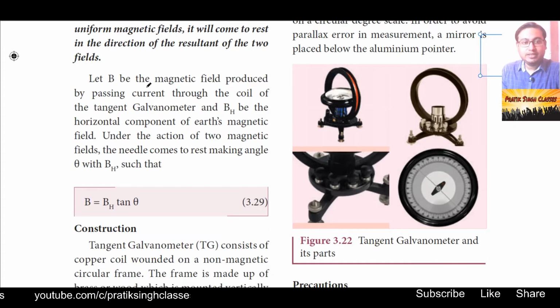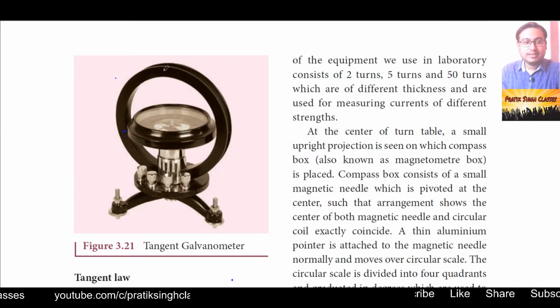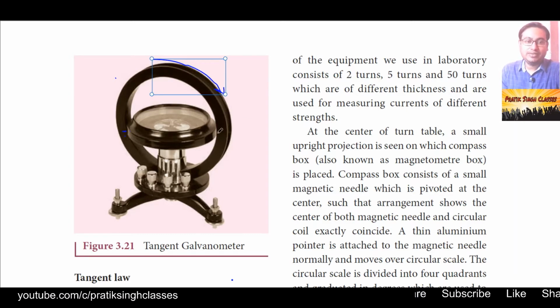Let B be the magnetic field produced by passing current through the coil of the tangent galvanometer, and BH be the horizontal component of Earth's magnetic field. Suppose the upper loop is a coil, meaning wires are wound circularly in this loop, as you can see from the way my cursor is moving on the screen, and current is passing through it. Because current is passing in this loop, it will create a magnetic field around it.